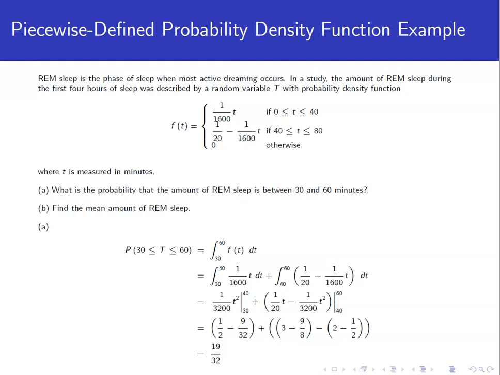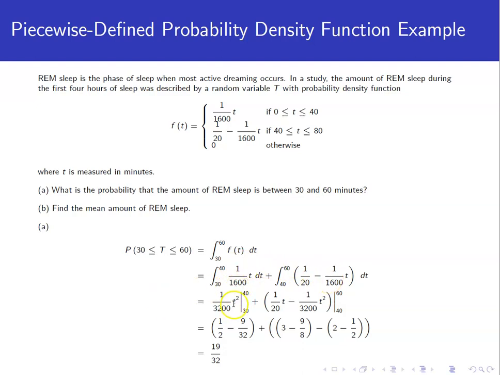From 30 to 40, the definition is 1 over 1600 t. From 40 to 60, the definition is 1 over 20 minus 1 over 1600 t. Excuse me, I was off the line when I was looking. All right, so here are the two definitions for f, depending on what interval you're on.